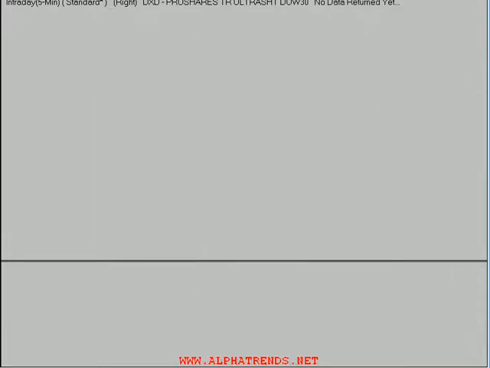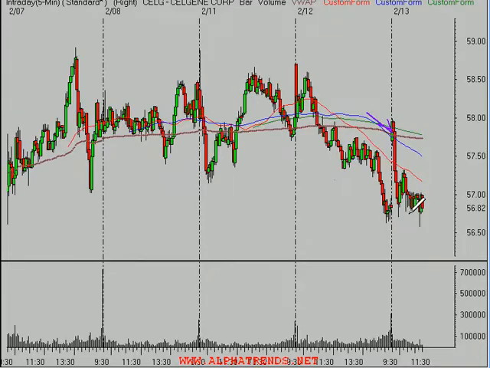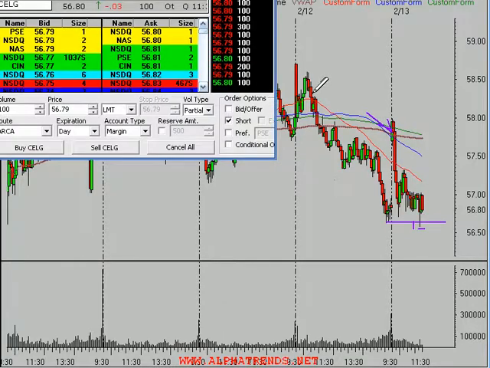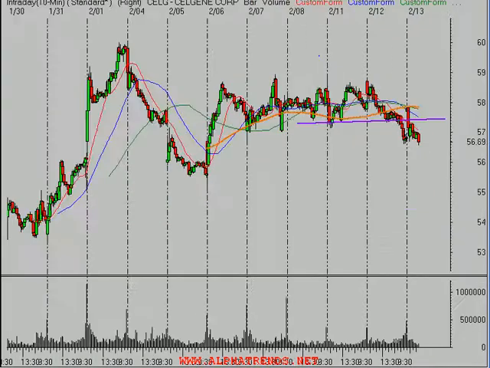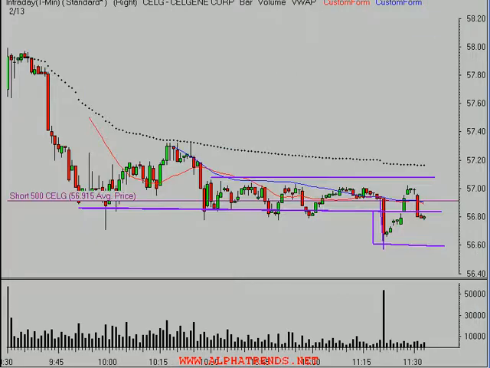But here you can see that CELG did make that little punch lower and tried to recover, and it's still not convincing to me that the sellers have complete control of this stock. But I do want to maintain some short exposure here with that 500 shares. And my goal is to hold this, hopefully, until it can break down and maybe come down towards 56 or lower. So I will continue to record when market action warrants.